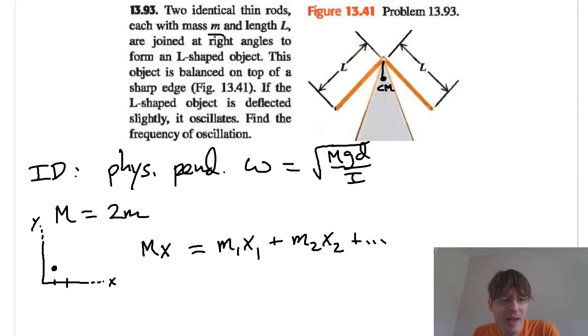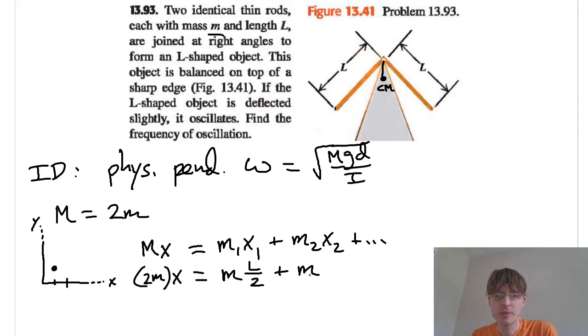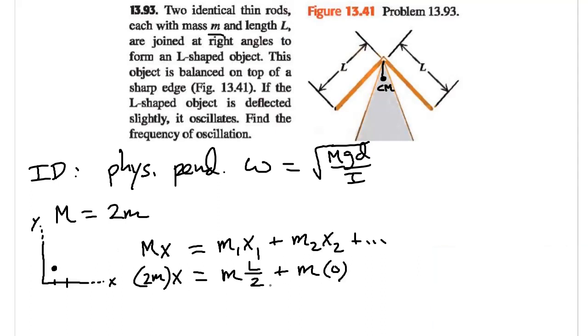So M is equal to 2m. x is unknown. I'm trying to solve for the center of mass. The mass of each part is just little m. And what's the position of the first rod? Well, its center of mass is at L over 2. The mass of the vertical part is m. Where is its center of mass? Well, it's at x equals 0. So that lets me solve for x. The x-coordinate of the center of mass of this L shape is equal to L over 4.